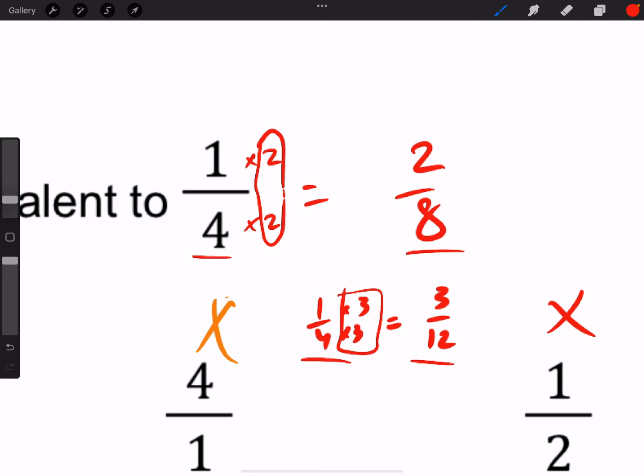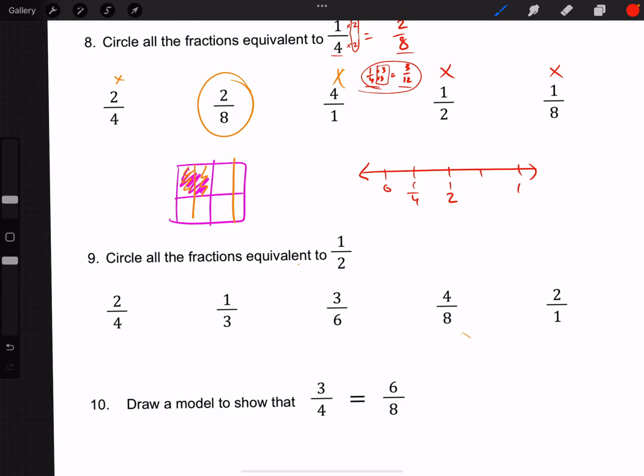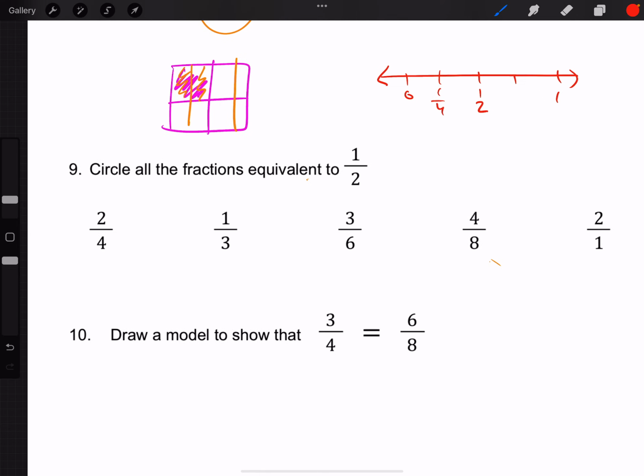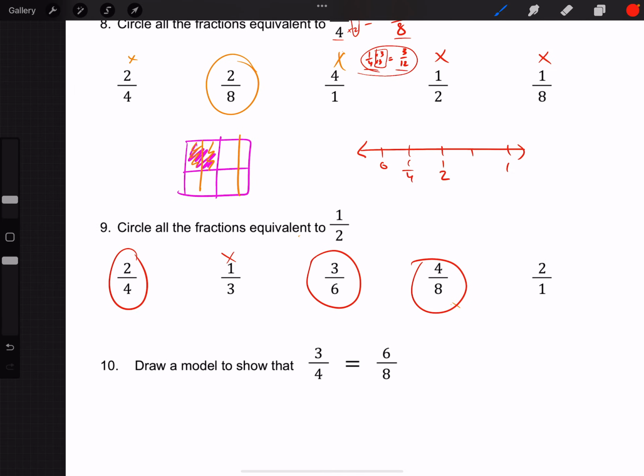Hopefully they're able to see it with models. But this kind of thinking sets the stage for addition, subtraction later on. But seeing equivalent fractions is what we're looking for. Right now, circle all the fractions equivalent to 1/2. Same kind of thing. I have different ways to look at it, but 2/4 is equivalent, 1/3 is not equivalent, 3/6 is equivalent, and 4/8 is equivalent. So those are tough ones, but those are great ones.